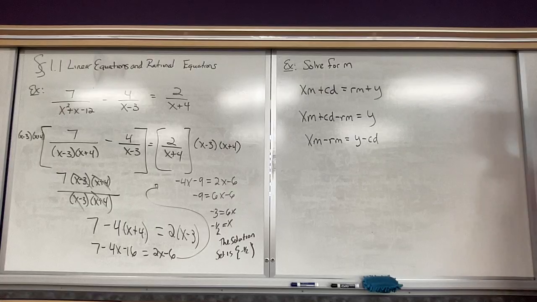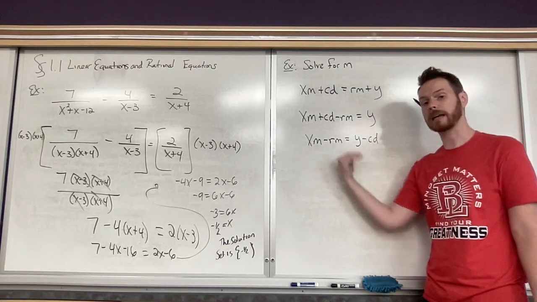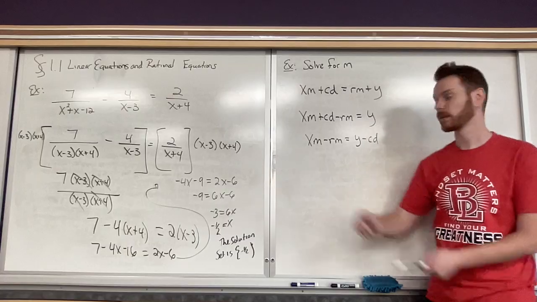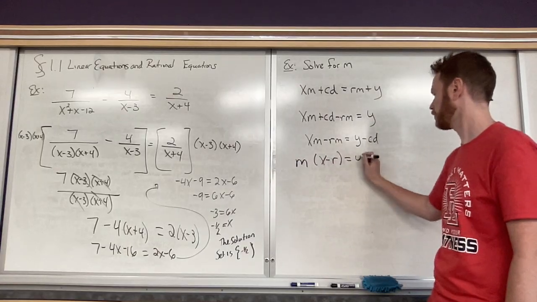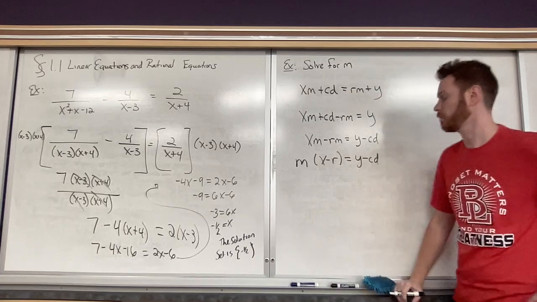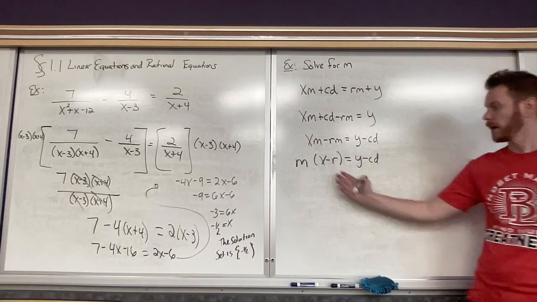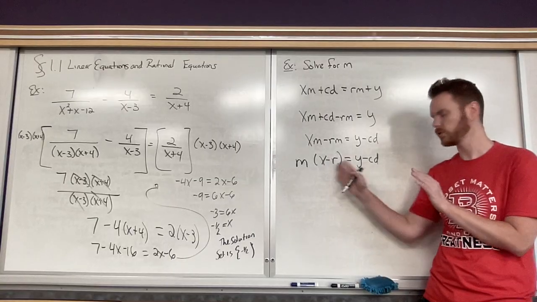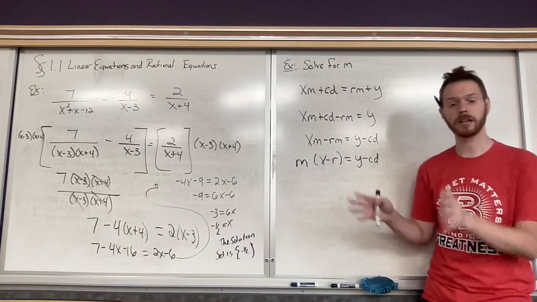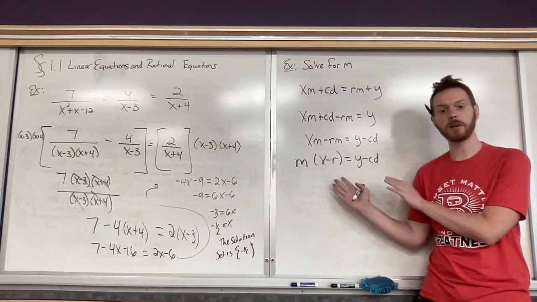Okay, now, how did that help me? Well, look at the two terms here. Because they both have the same thing, I could factor out an m. So when I do that, I'm left with m times x minus r equals y minus cd, which is perfect, okay? So now, x minus r, it doesn't really matter what the numbers are, but when I subtract these two, I do get some number. So it's some number times m.